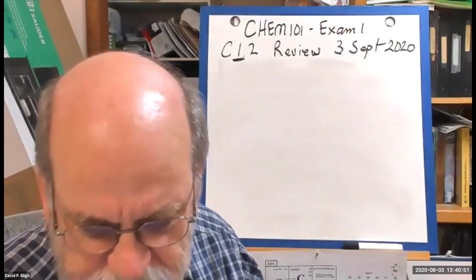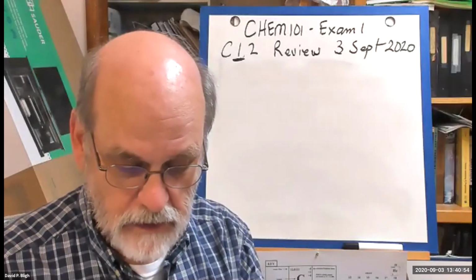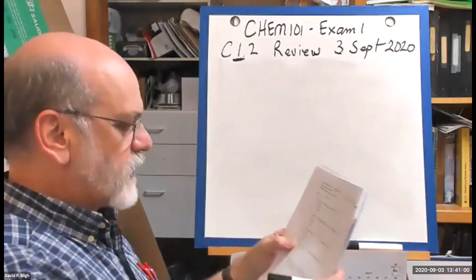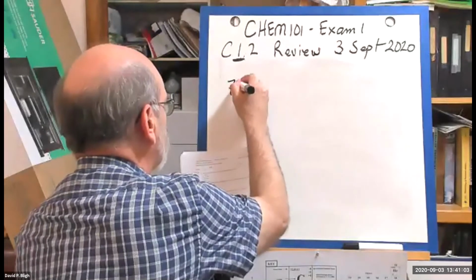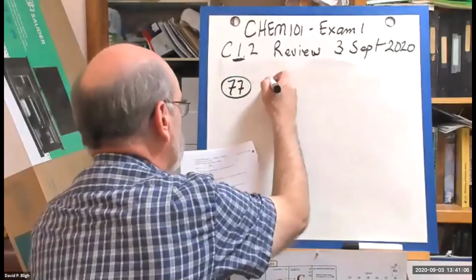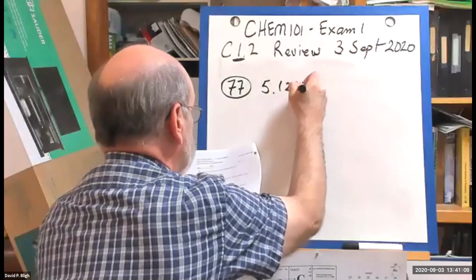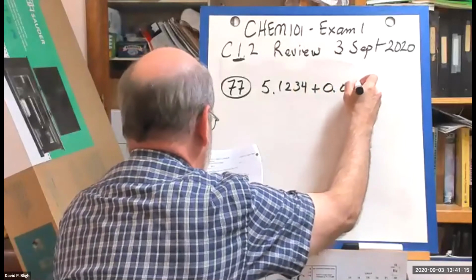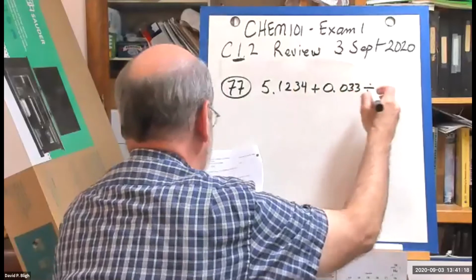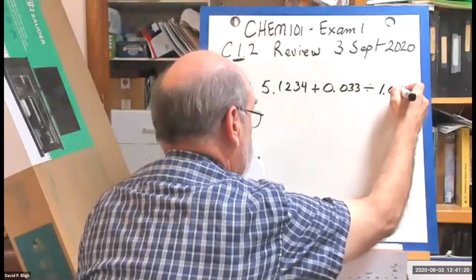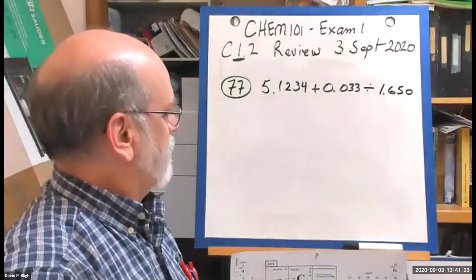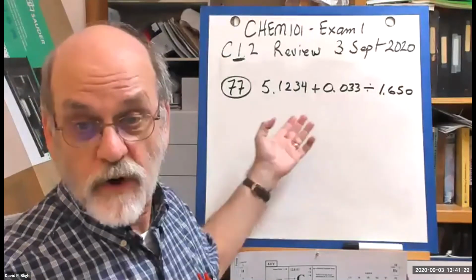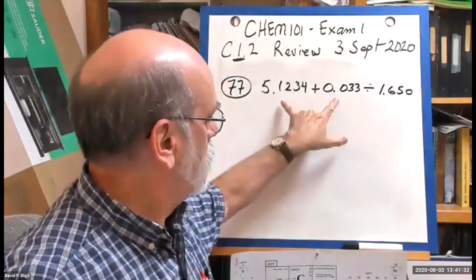So let's say we have, let's do 77. Calculate this one: 5.123 plus 0.033 divided by 1.650. Okay, what's the problem with this one? You don't know which order. Do you need to do this one first or that one first?